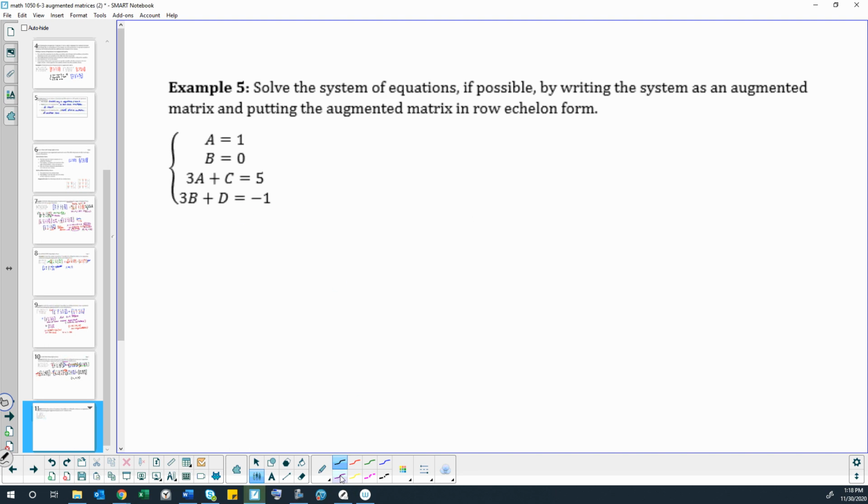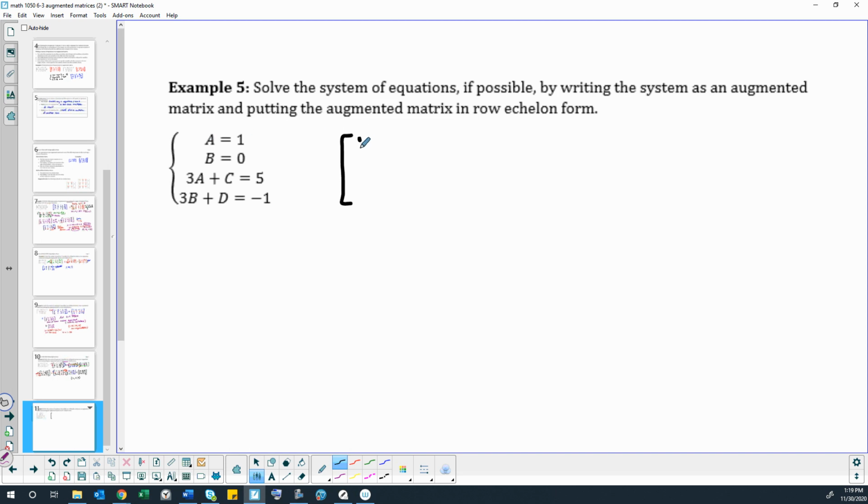Okay, this last example is going to help us get ready for section 6-7. We may not even use this method in 6-7, but at least we'll be able to see how it would work. Okay, so we have four variables and four equations. So we have a, b, c, and d, and then constants.